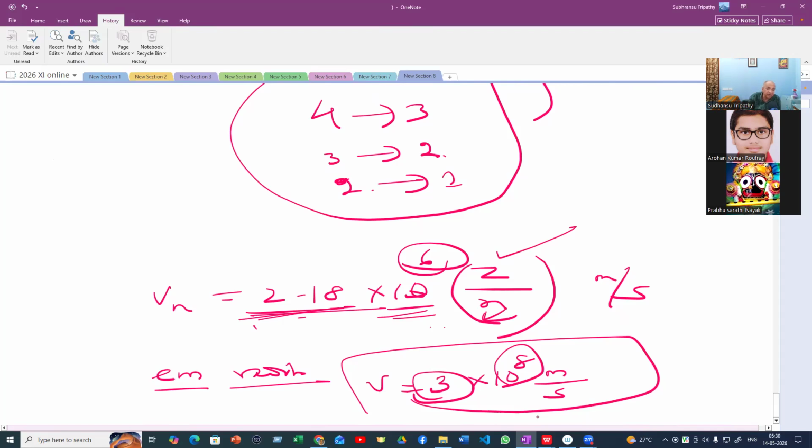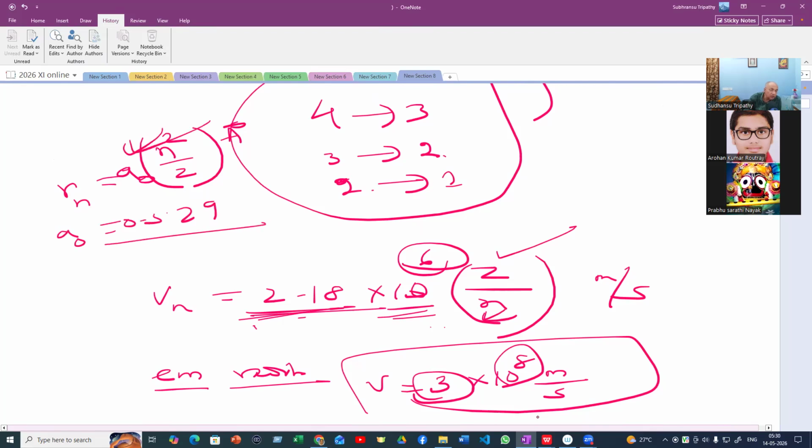Because as you go to higher and higher shells, velocity will decrease because n is in the denominator. Radius will increase because of n square; the radius equation is a naught into n square by z angstrom. The a naught value is 0.529. I am not asking about the expression, which you are supposed to immediately find out with calculation.